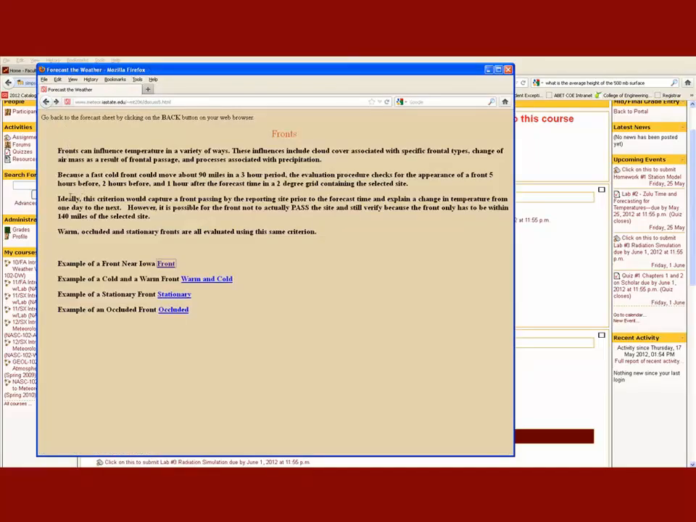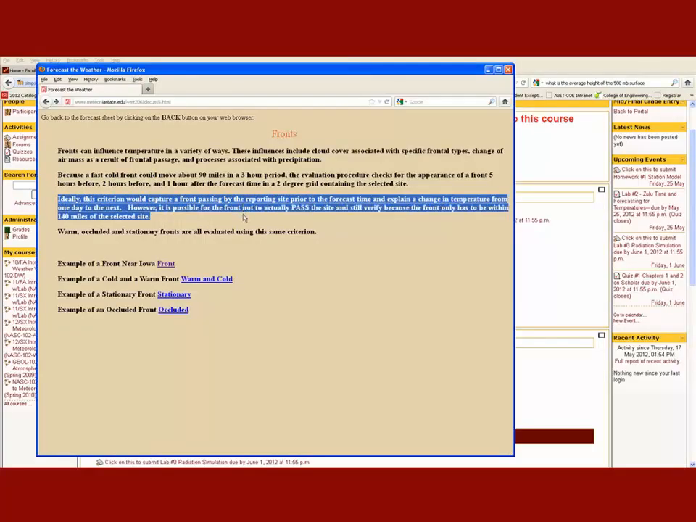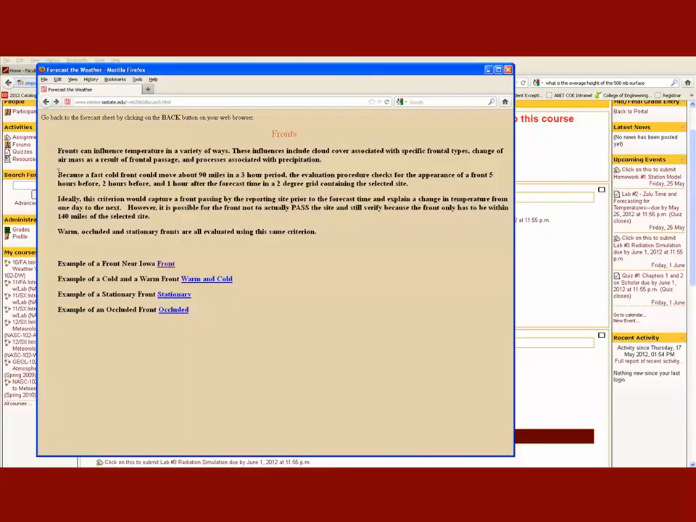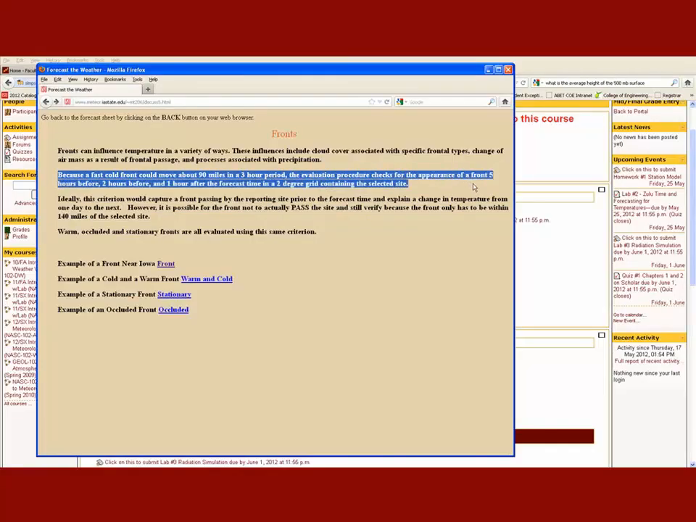Specifically, it looks at, let me back up here a second. So it talks about a fast-moving front. Let's assume it moves about 90 miles in a 3-hour period.